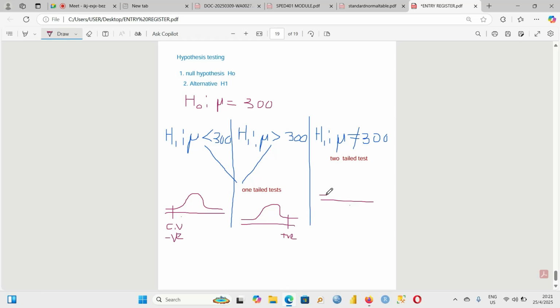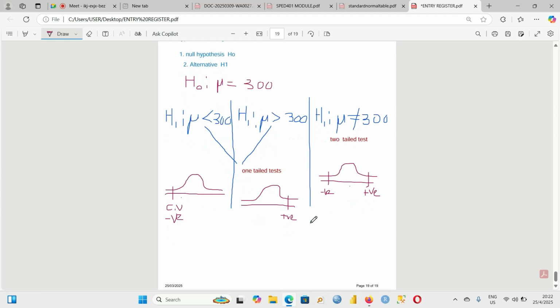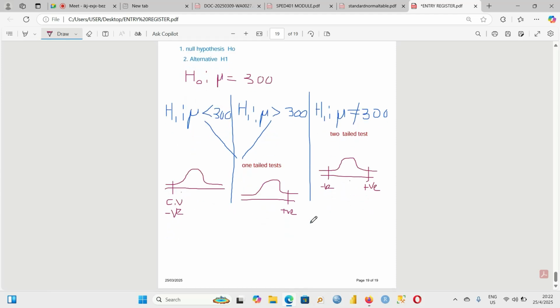So in the graph, the critical values, there are two. One critical value is negative and the other critical value is positive. So we have the two types of critical values, the positive and the negative, because it's a non-directional test, with no direction, right? So the first stage in hypothesis testing is to state your null and the alternative hypothesis.